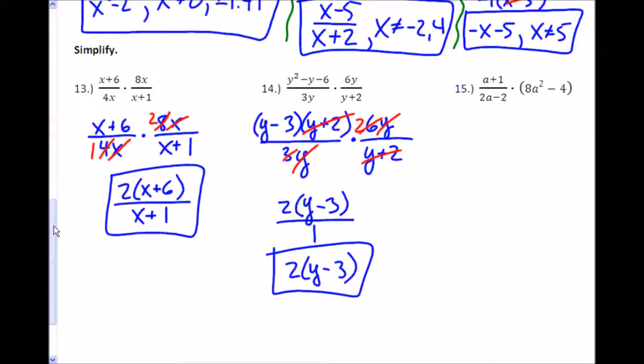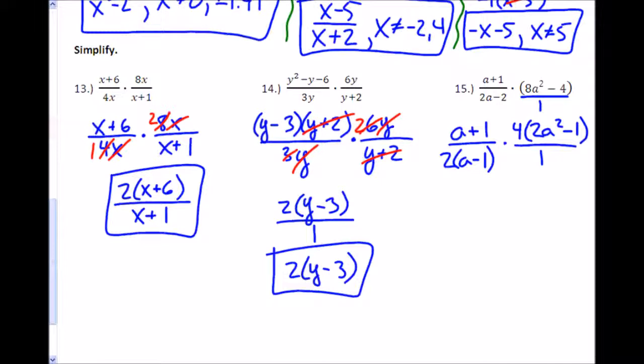All right, at number 15, we want to essentially do the same thing. We just have to remember that this thing is over 1, so it still is a fraction. Now we're going to factor everything completely. The a plus 1 can't be factored. The 2a minus 2, I can factor a 2 out. For this guy, the 8a squared minus 4, I can factor a 4 out, which leaves me with a 2a squared minus 1. And really, this is all I can do in the way of factoring.